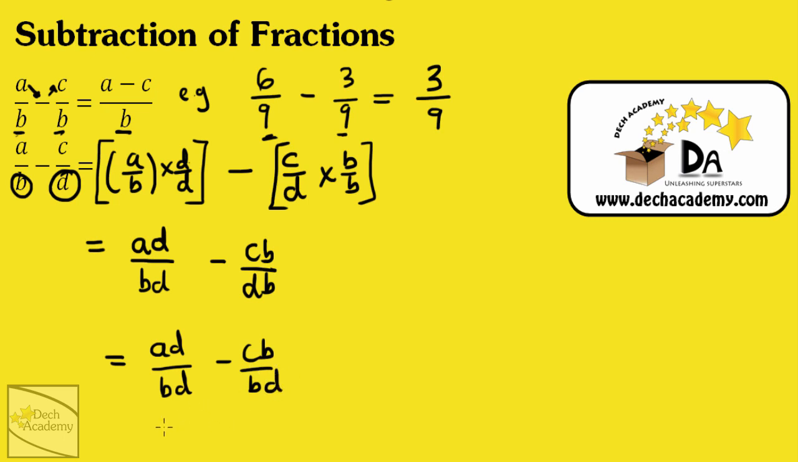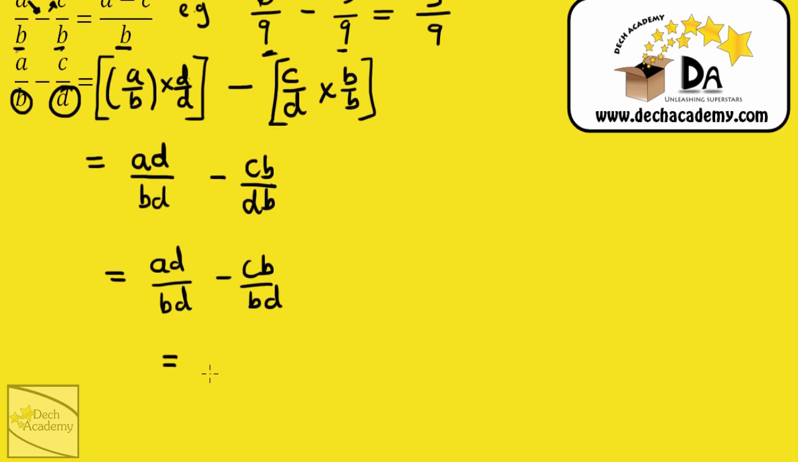So we have two fractions which have the same denominator, so the resultant fraction has the same denominator, bd, but the numerator of the resultant fraction is given by ad minus cb, which is ad minus cb. And there you go.